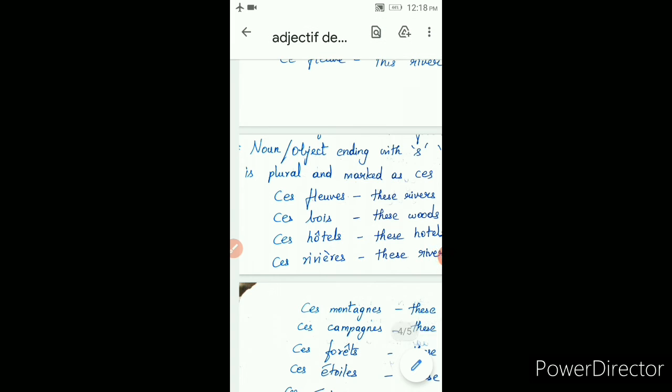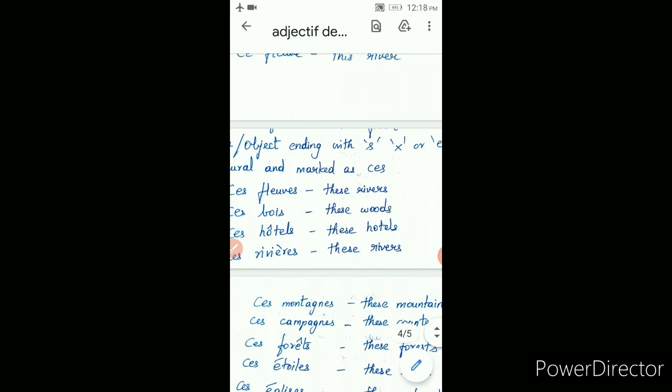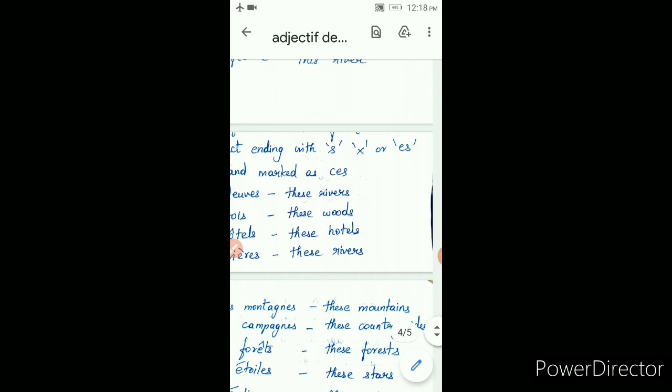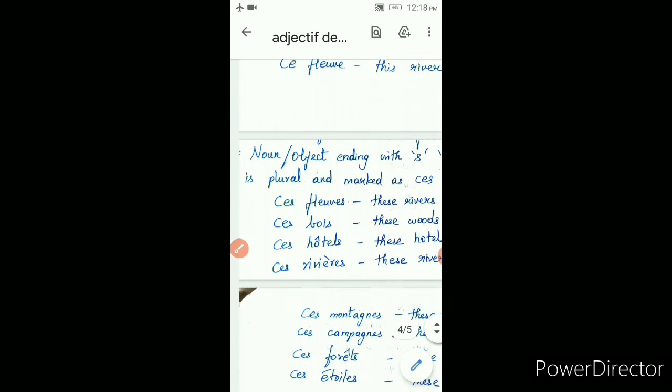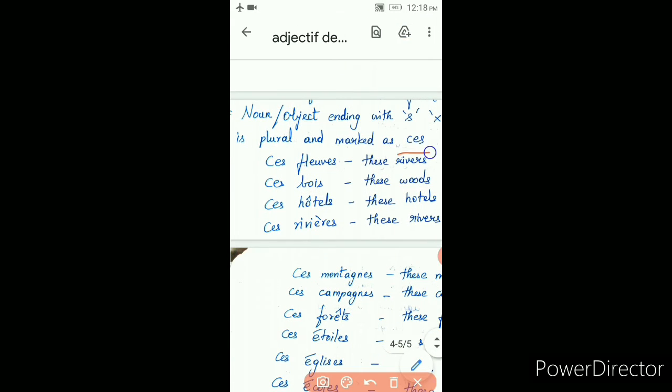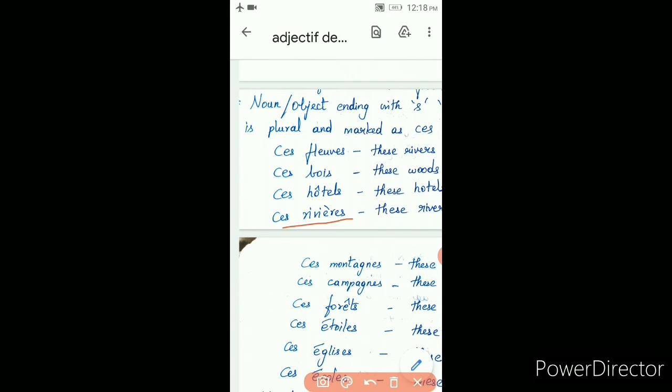Now, let us move on to the last one. Nouns or objects ending with S, X or ES are plural and marked as ses. Say fleuve, say bois, say hotel, say rivière. Listen carefully. It is ending with es or s. It is plural. So ces.